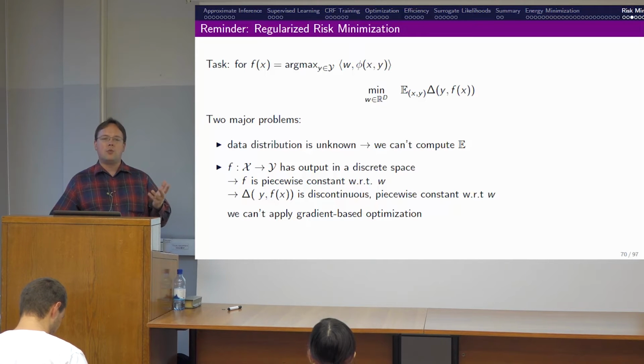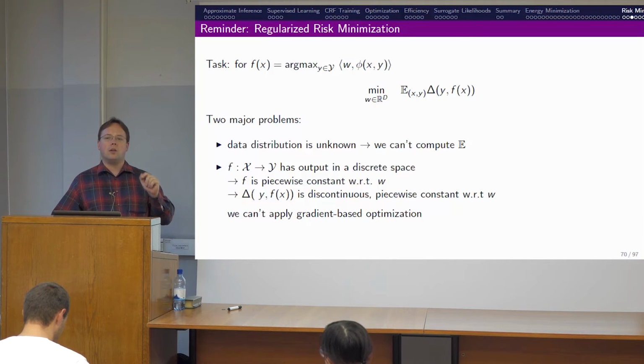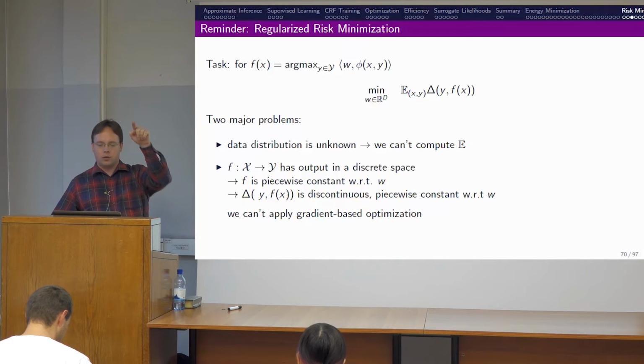So it's a piecewise constant function of my parameters. For some parameter range, it will output one value, eventually it will switch to another value. There can be nothing in between because the output space we predict is discontinuous. So it will just have some value, and then at some point it will jump to another value.